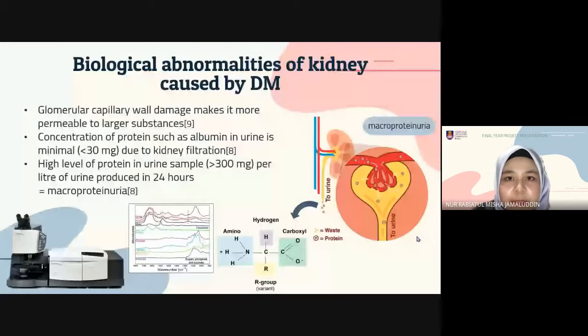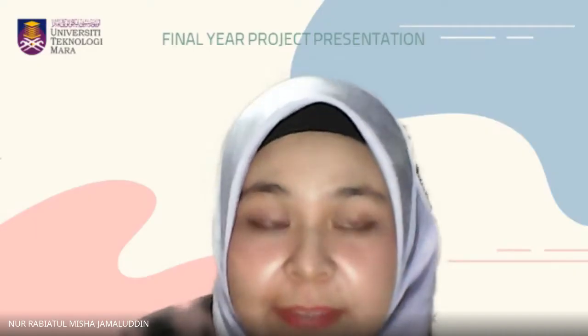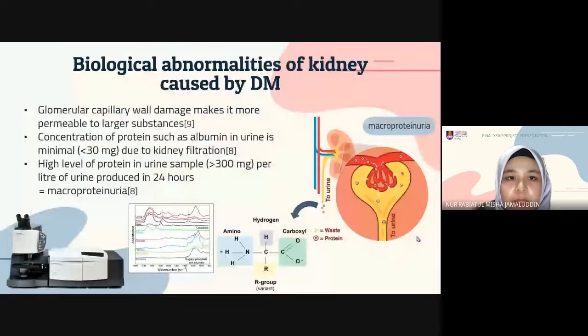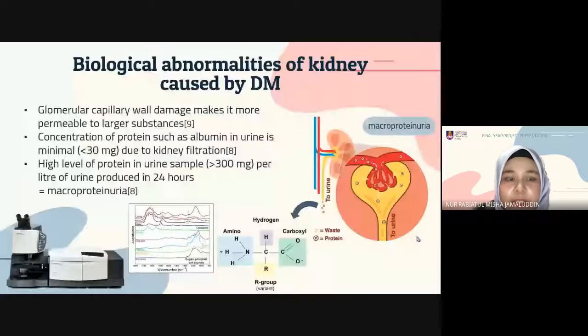The biological abnormality of the kidney caused by diabetes mellitus is actually at the glomerular capillary wall, where the damage makes it more permeable to larger substances such as protein. The concentration of protein such as albumin in urine is minimal, lower than 30 mg, due to kidney filtration. But due to the capillary wall damage, a high level of protein may be present in the urine sample, reaching above 300 mg per liter of urine produced in 24 hours. This will lead to a condition called macroproteinuria.